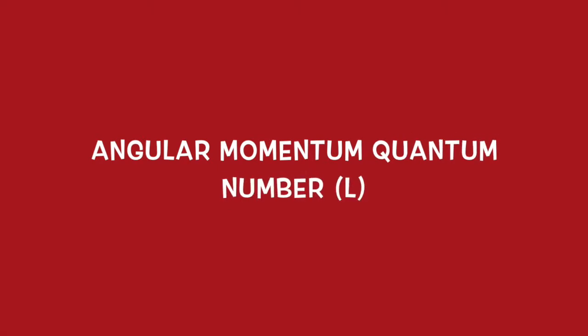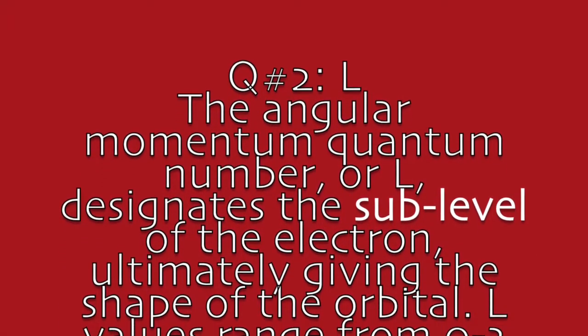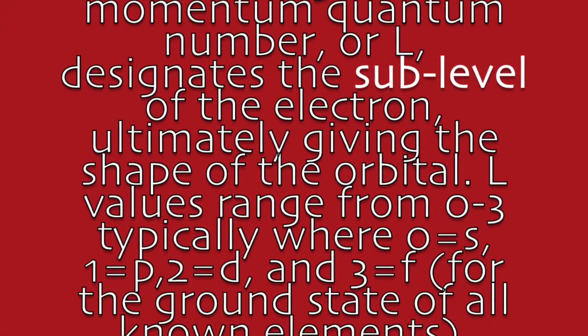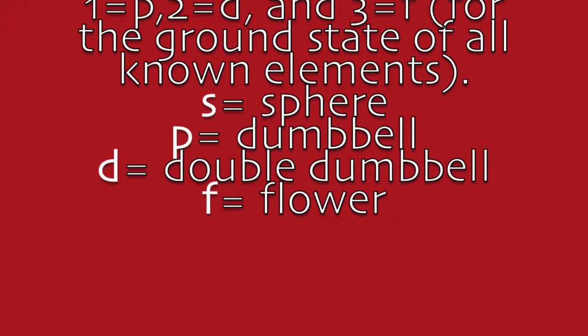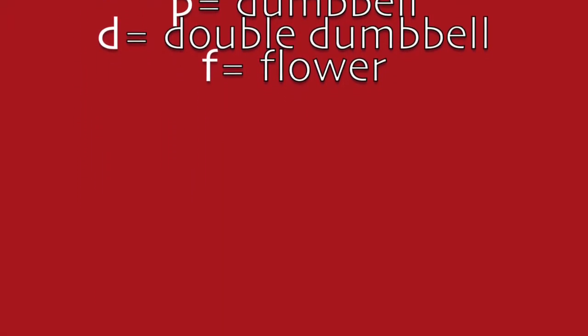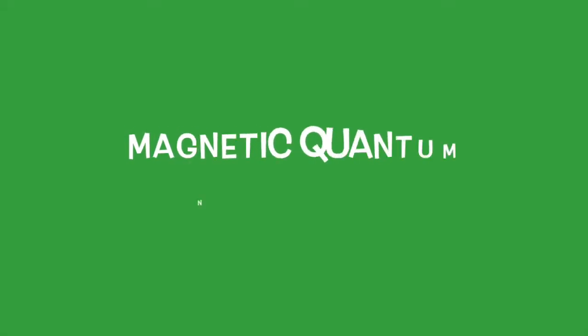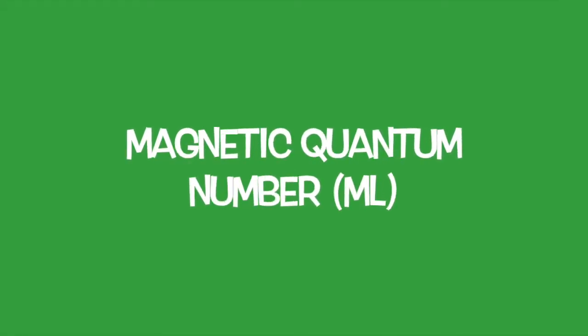Angular momentum quantum number, L. The angular momentum quantum number designates the sublevel of an electron, ultimately giving the shape of the orbital. Typically, when L equals 0, it's a sphere, and when L equals 1, it's a dumbbell, 2 double dumbbell, and 3 flower.